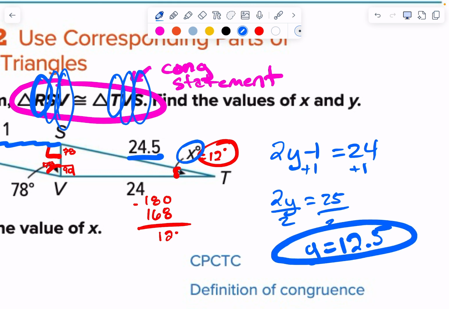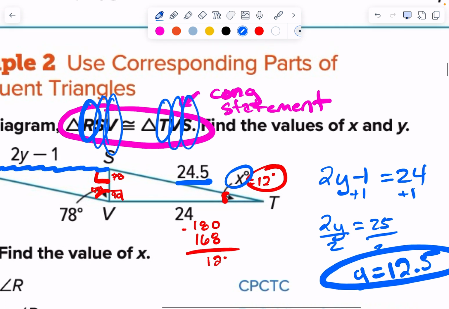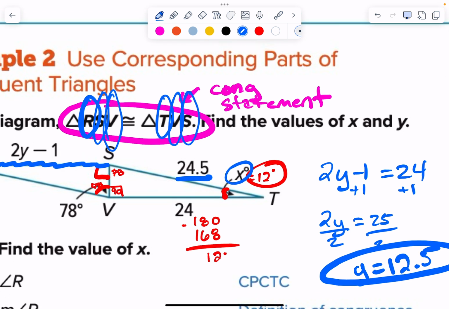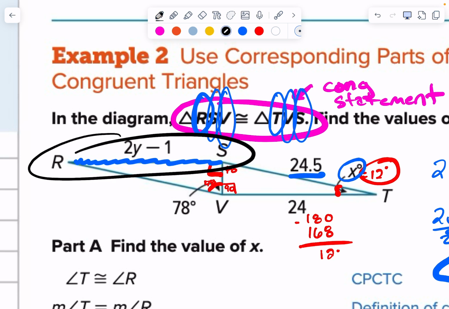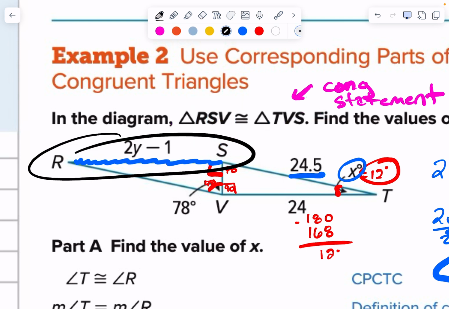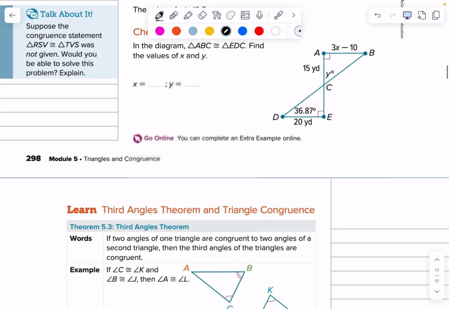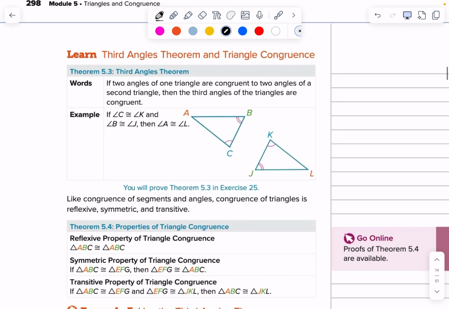Okay? Happy with that? So if there's any question like which side goes to which one, look back at your congruent statement and it will tell you exactly which side. Like if I'm looking at side RS, RS goes with TV, right? In that order. Got it? Confusing? All right.